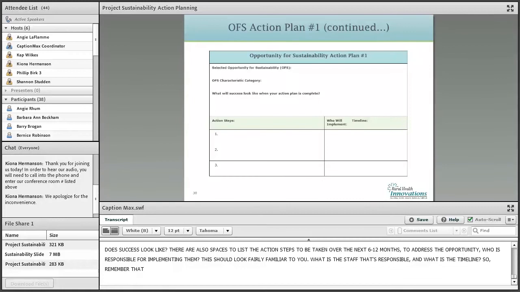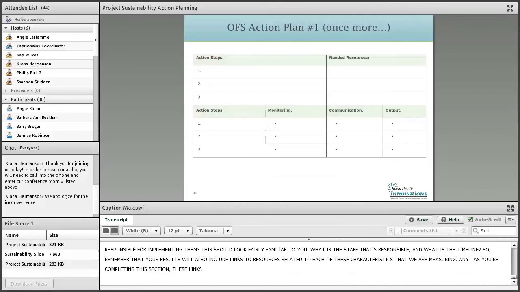So remember that your results report will also include links to resources related to each of these characteristics that we're measuring. And these resources include a lot of recommended steps that you can take to address each one. As you're completing this section, these links that come in along with your results might be a really good resource for you.